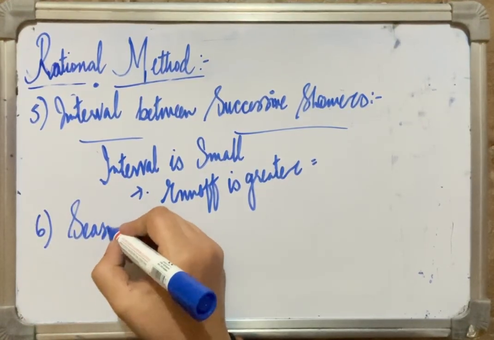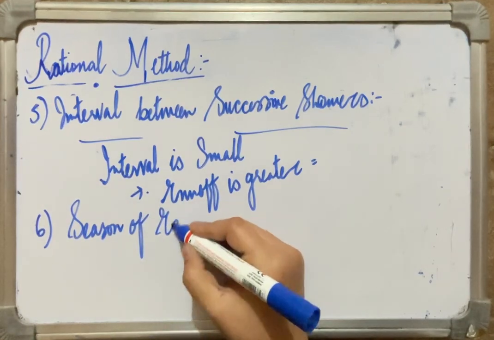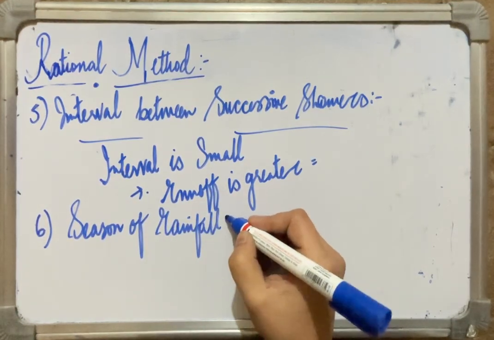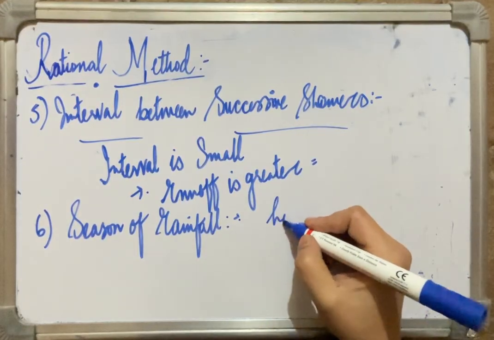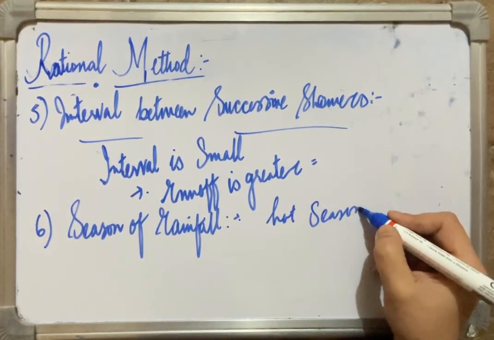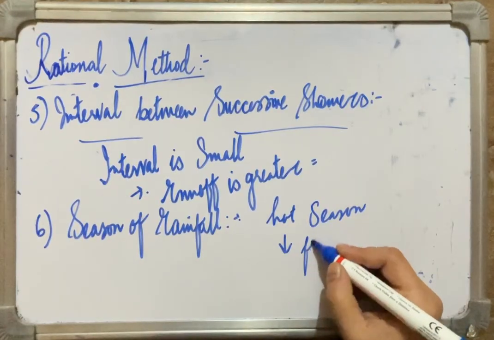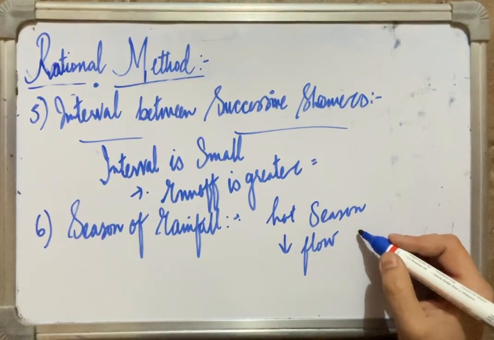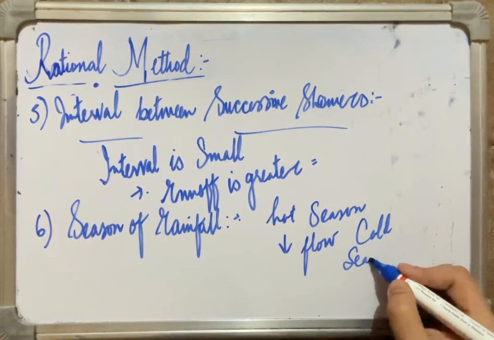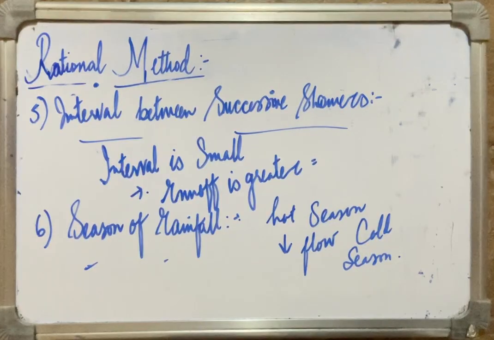The sixth factor is season of rainfall. It also affects our runoff coefficient. The rainfall during hot season gives less flow than during the cold season. So the rainfall during hot season gives less surface flow, that means less runoff coefficient, and the rainfall during cold season gives comparatively more runoff, that means a larger value of the coefficient of runoff.